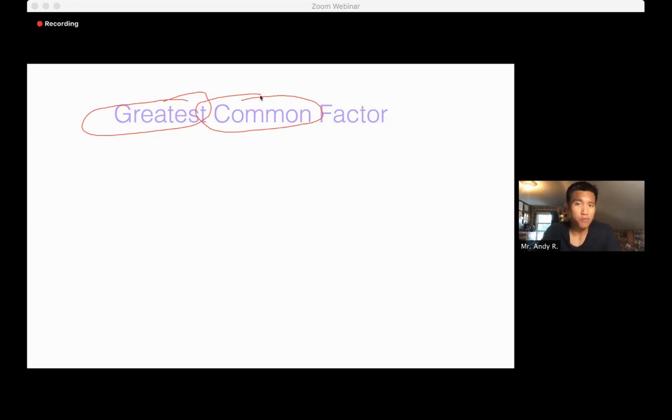And so, greatest and then common. Now, greatest common factor means the highest number that two numbers have in common as a factor. The highest factor that two numbers have in common. So let's look at 12 and 24.